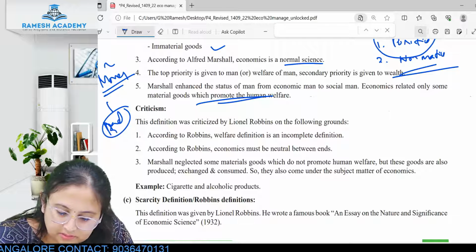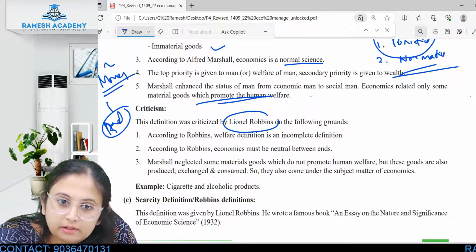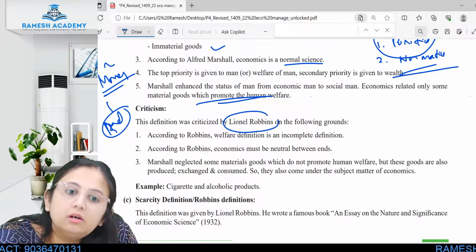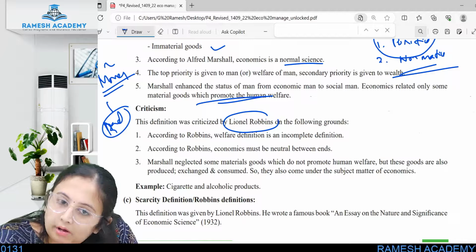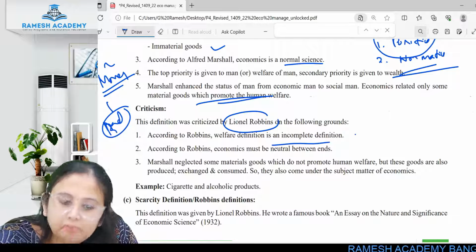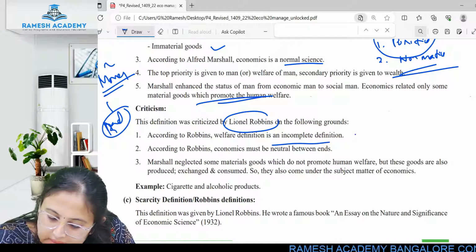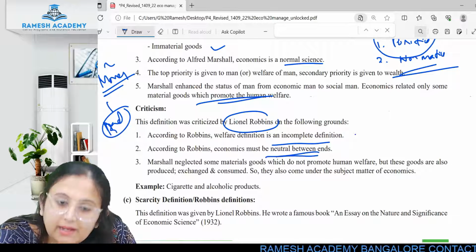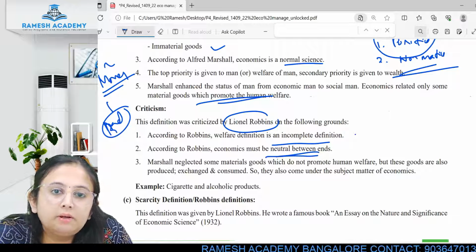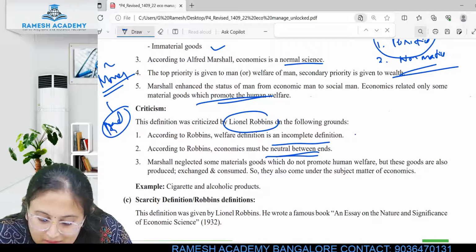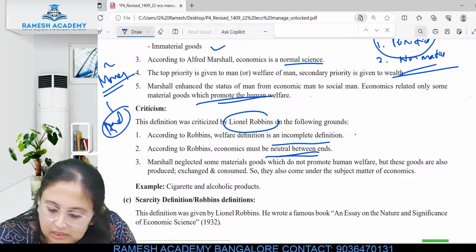The first criticism is given by Lionel Robbins. What are the grounds on which he has criticized? First, according to Robbins, the welfare definition is incomplete. He says it is not complete. According to Robbins, economics must be neutral between ends. What is neutral between the ends? It means you should think of scarcity.